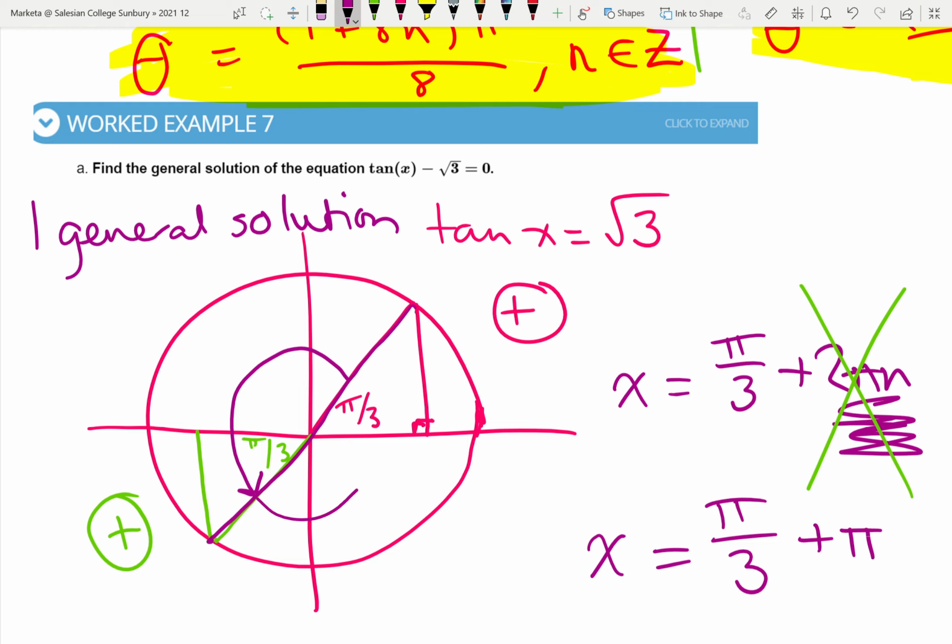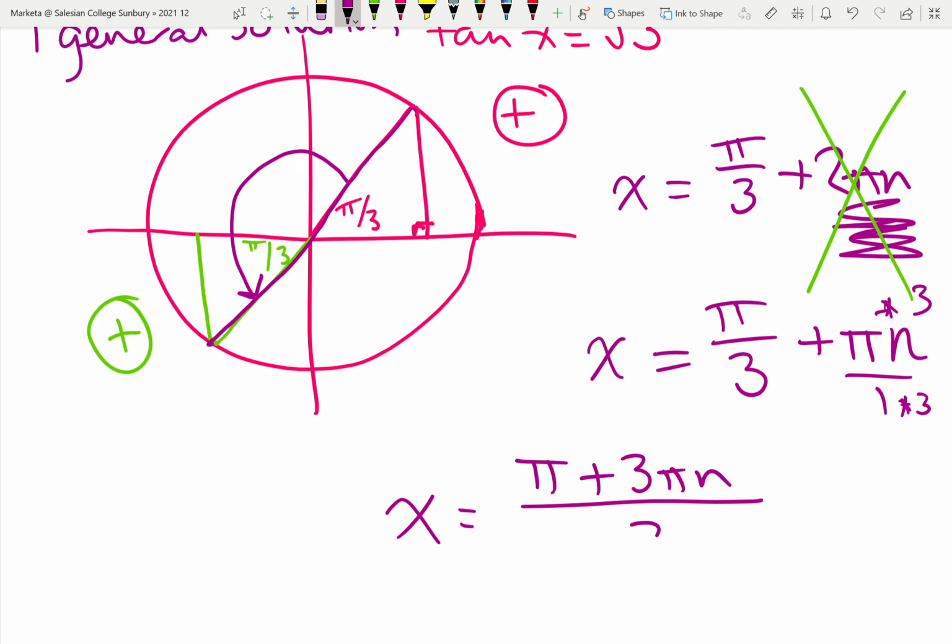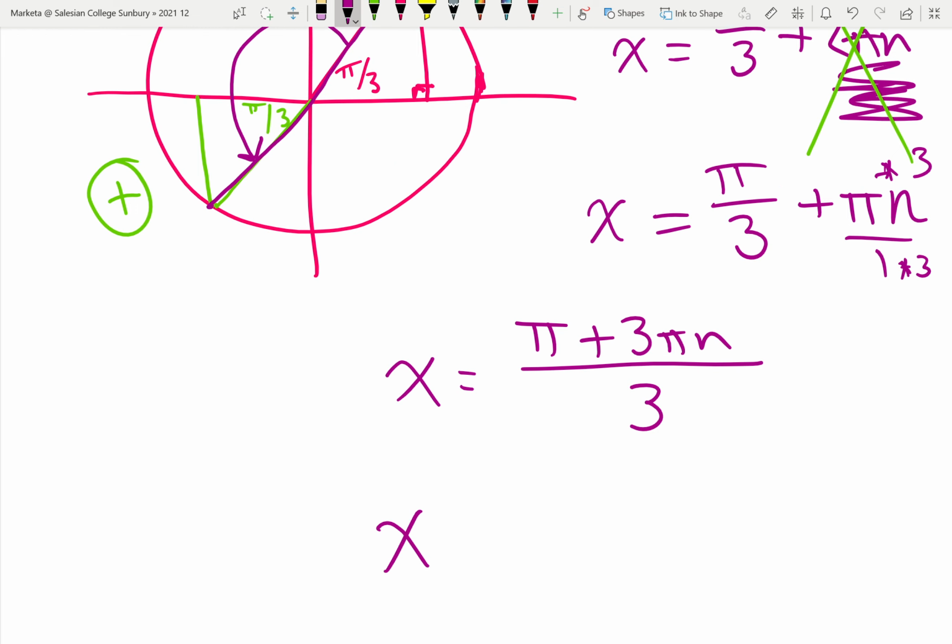To get to the one after that, we add 2 pi, 3, 4, 5, 6, 7, and we keep going around, so on and so forth. So we're adding pi, and the number of times we go around the circle in the positive direction is a positive n value, in the negative direction is a negative n value. So we can say plus pi n. Let's make a common denominator, timesing the top and the bottom by 3. So that's going to give us pi plus 3 pi n over 3. And well, then we can get x equals 1 plus 3n pi on 3.